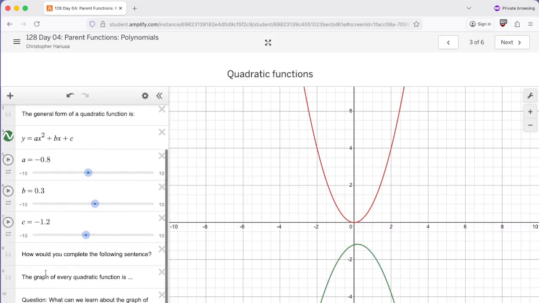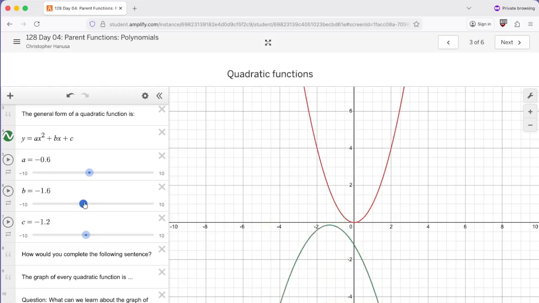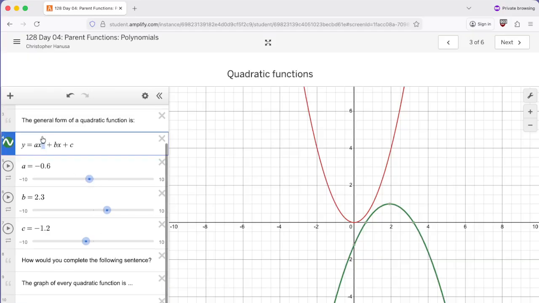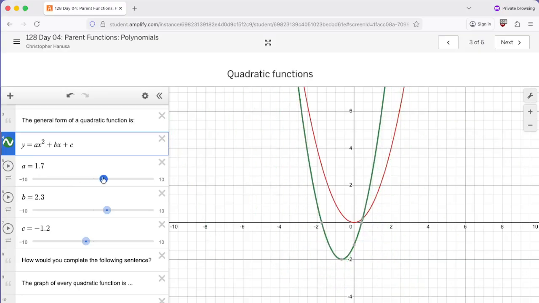So how would we complete the following sentence? The graph of every quadratic function is this shape, a parabola. Okay, so what can we learn about the graph of the function from the coefficient of x squared? So here's x squared. The coefficient is this number multiplied by x squared. So what happens when we change this a?